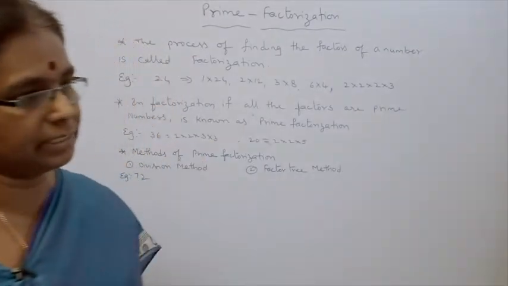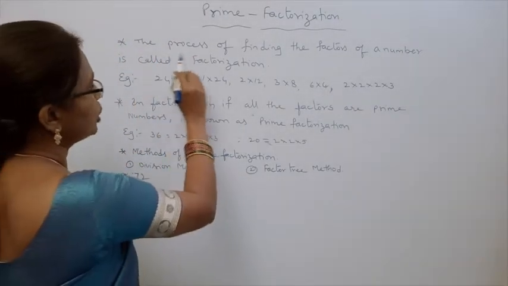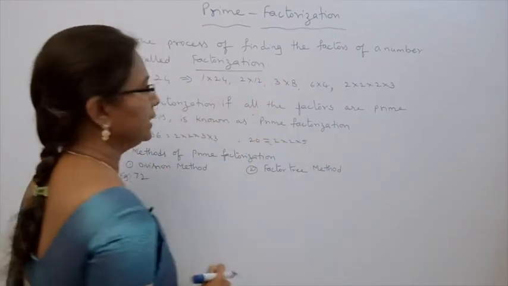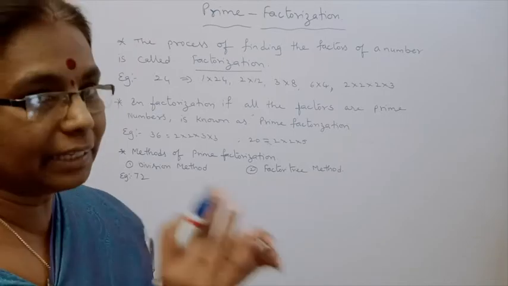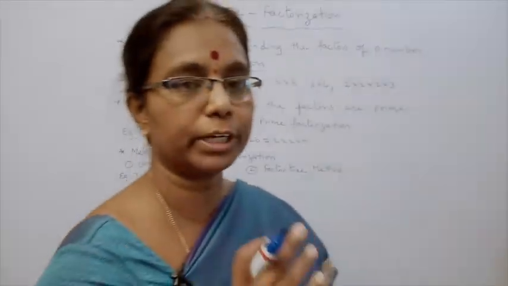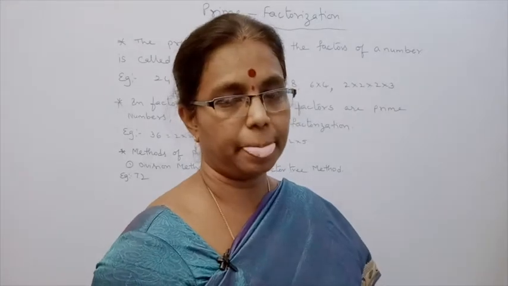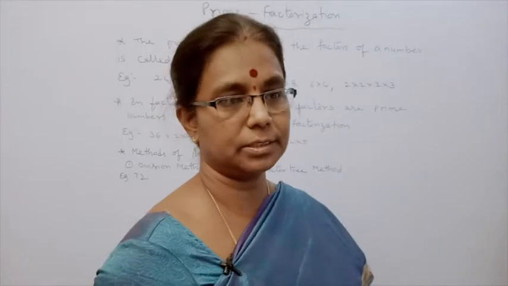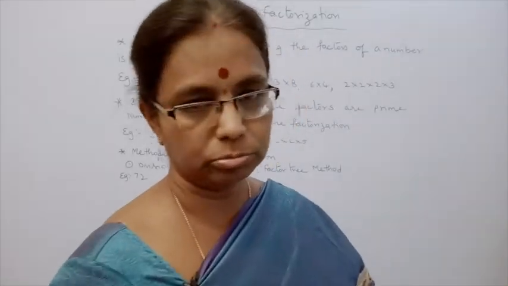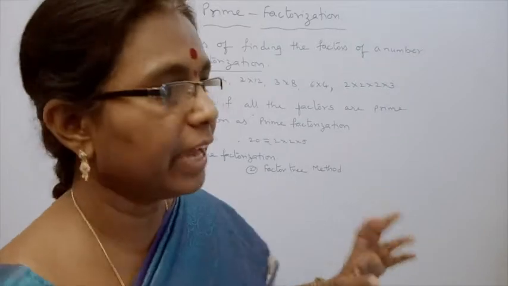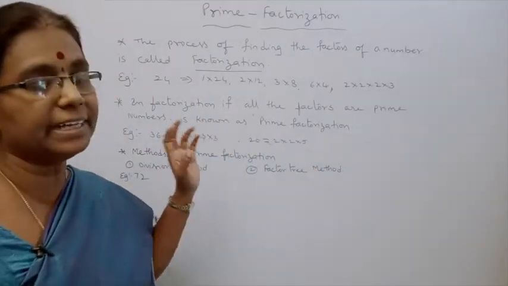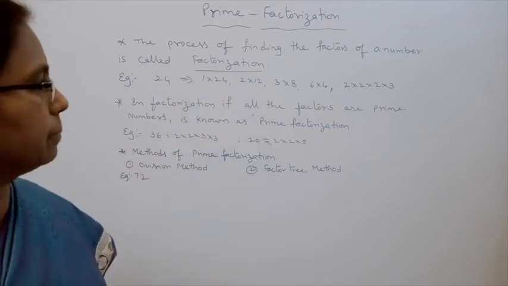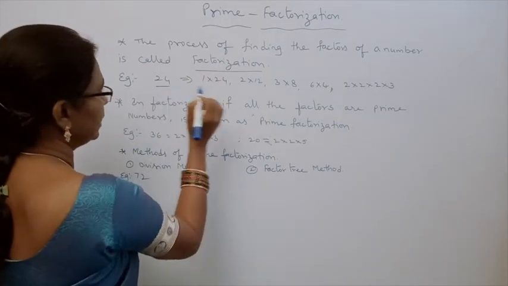Now, prime factorization. First point, the process of finding the factors of a number is called factorization. What is the meaning of factorization? The given number we have to write as a product of numbers, meaning split the number. Suppose 6: 2 threes are 6. 8: 2 into 2 into 2, or 2 fours are 8. Like that we have to write. That process of finding the factors of a given number is called factorization.